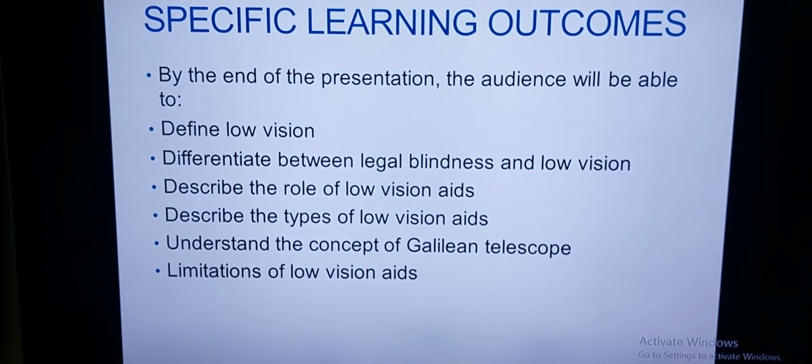By the end of the presentation, the audience will be able to define low vision, differentiate between low vision and legal blindness, describe the role of low vision aids, describe the types of low vision aids, understand the concept of Galilean telescope, and the limitations of low vision aids and their disadvantages.